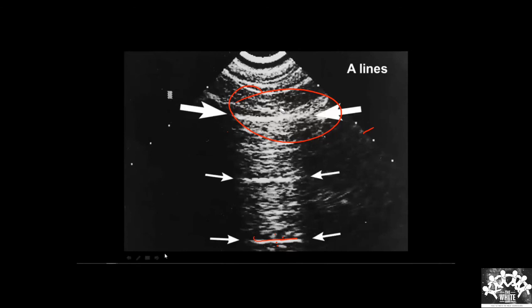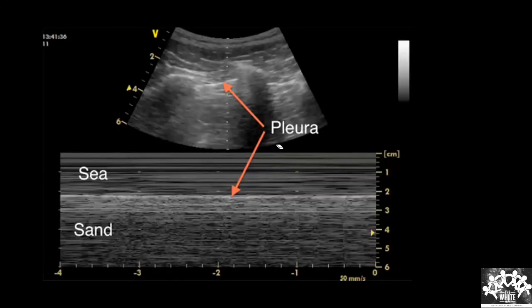Okay, you will see some echogenic area, but you will not see this bright pleural line. I'll show you the dynamic image of the bright pleural line, okay.